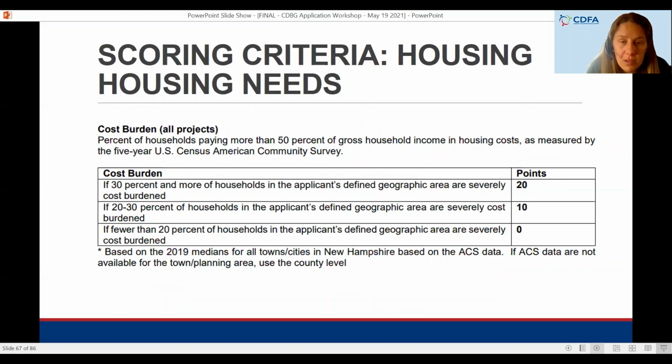And then for all projects, we will be looking at the cost of housing and looking at whether households pay more or less in terms of the cost of housing, to determine how significant the cost burden of housing is in that community. Up to 20 points.